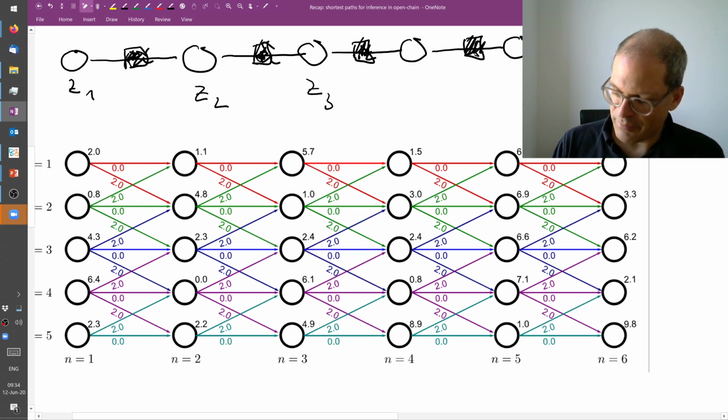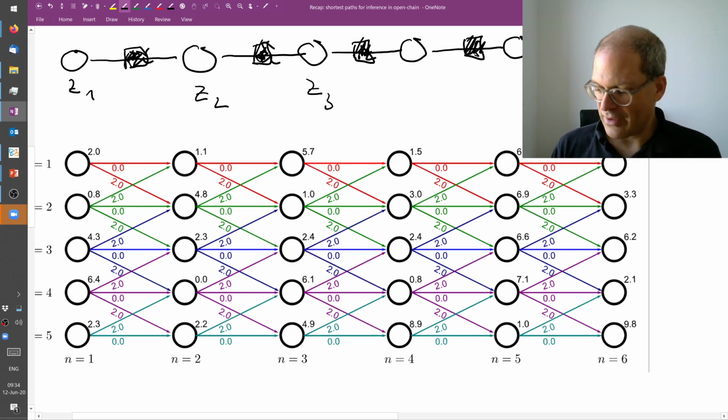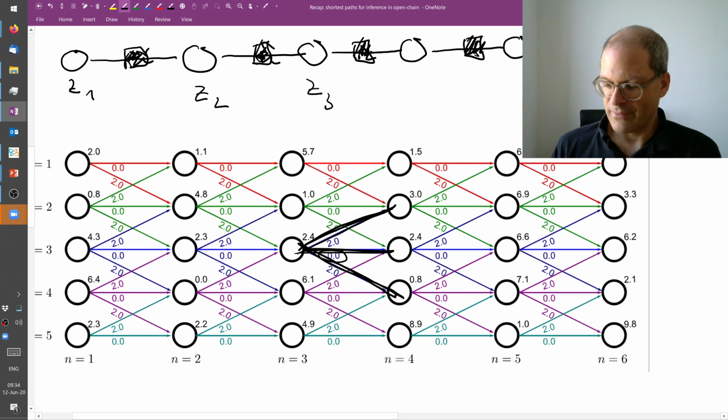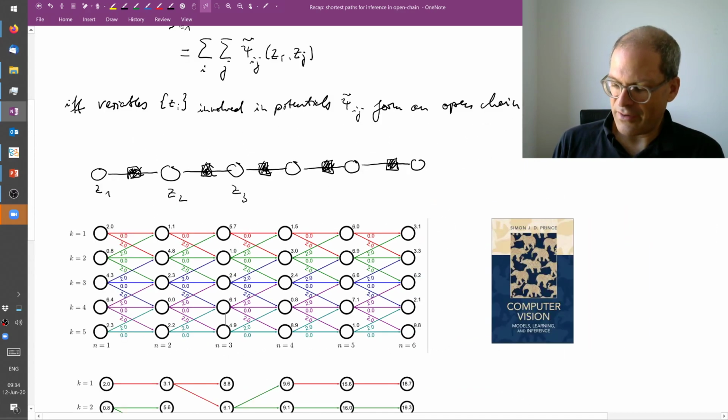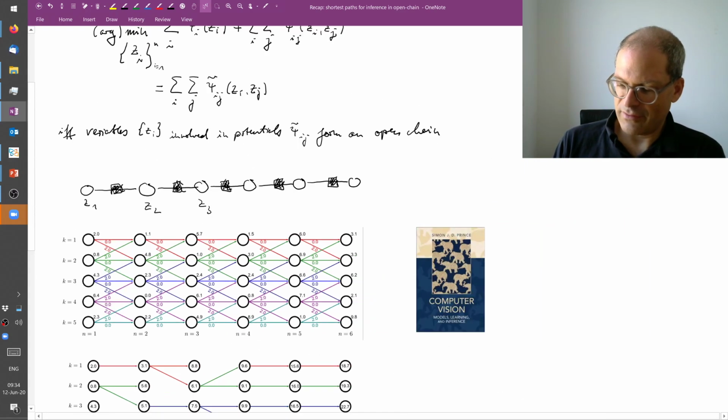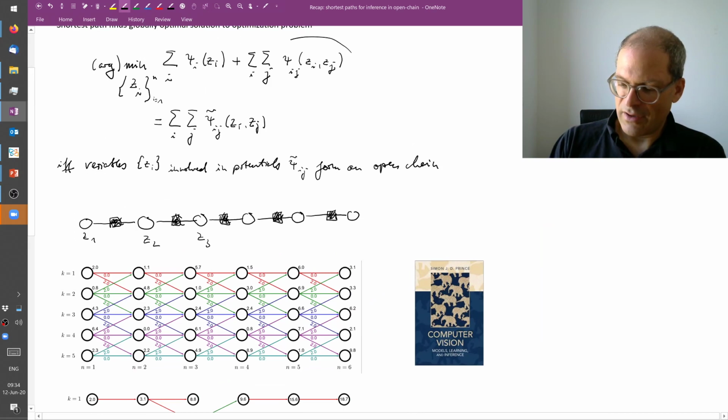And then the other bit of pattern that we see is that if we don't change the state, we incur a cost of 0. There's no penalty. But if we do change the state by 1 unit, then we pay a cost of 2. All right, and these here are these pairwise potentials.